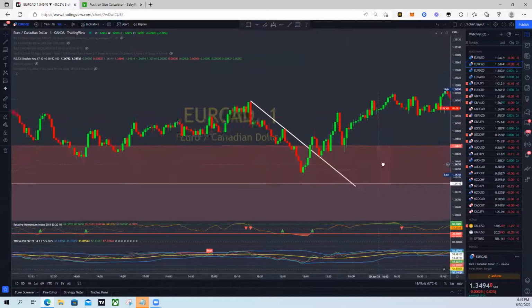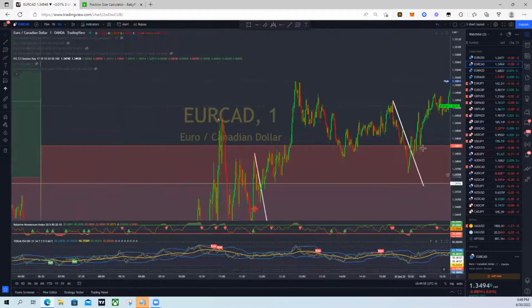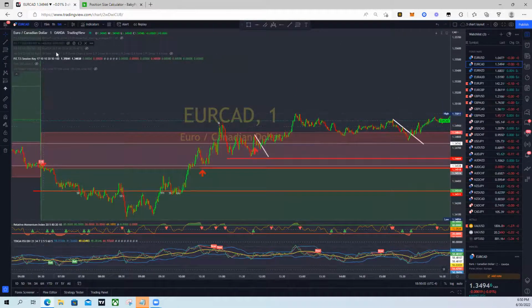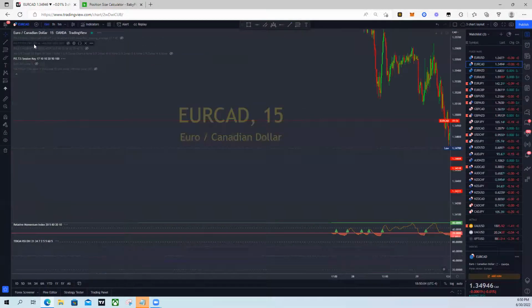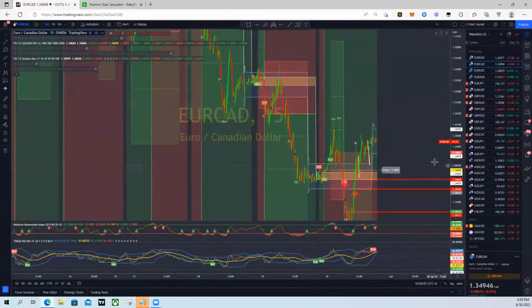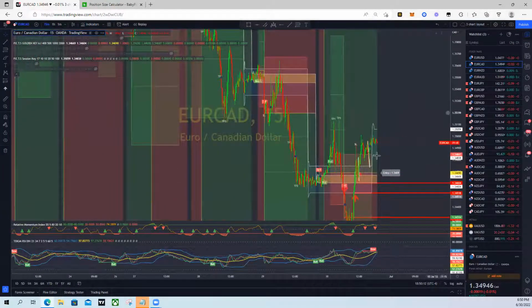This is Euro CAD. I want to show you guys a trick. If you already have the session key and you have the golden key, let's go to a higher time frame. You can naturally find multiple setups. Where are we at?